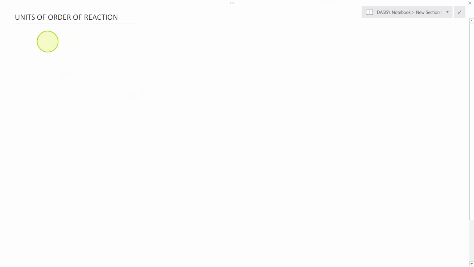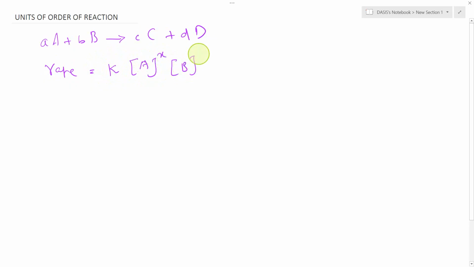So let us discuss the units of order of a reaction. Let us consider a general equation: aA plus bB gives cC plus dD. If you write the rate equation for this reaction, rate is equal to rate constant into the concentration of the reactants raised to a power. Right? Concentration of the reactant raised to its power.